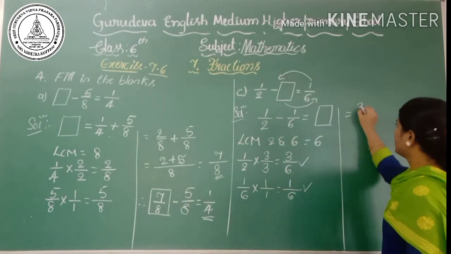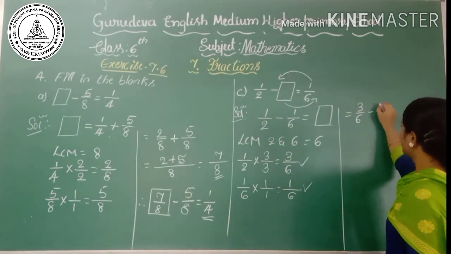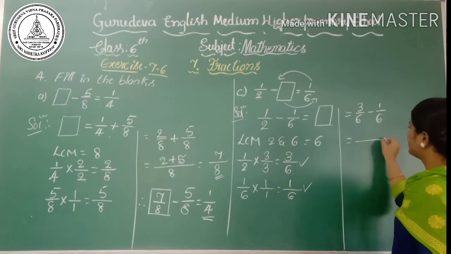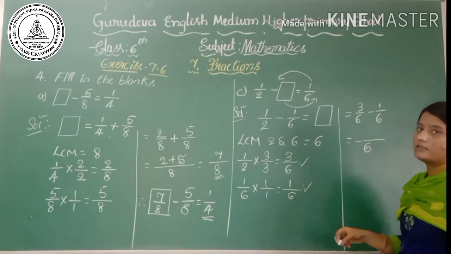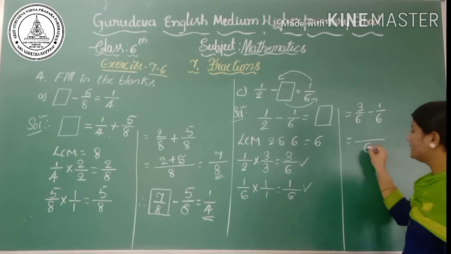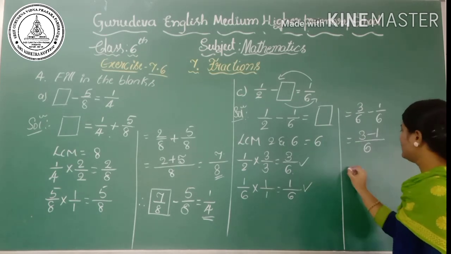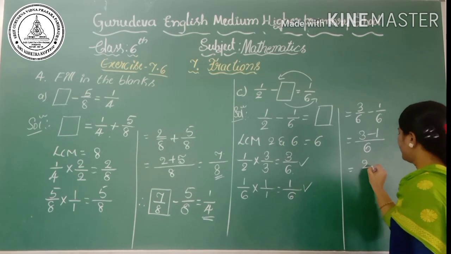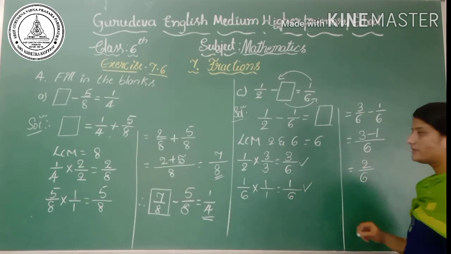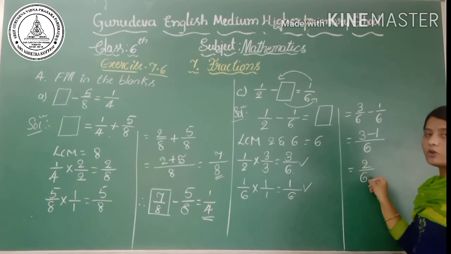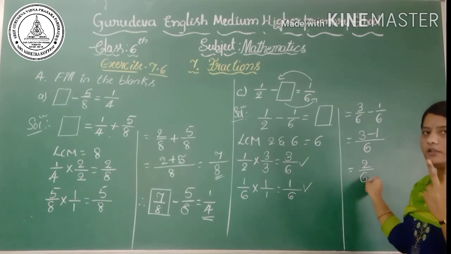Which is equals to 3 by 6 minus 1 by 6. Yes. 6 is the denominator, so both fractions are like fractions. Write the denominator 6 as it is and subtract the numerators. 3 minus 1 is 2, divided by 6. You see here 2 and 6 are divisible by the same number, that is 2.